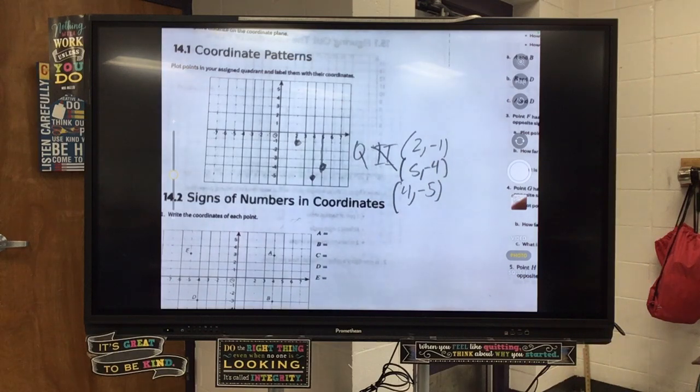Okay. In quadrant 4 would be (2, -1). How do we get there? We went right 2 and then down 1. Okay. And then for the next one, it's to the right 5 and then down 4. Okay. Third one is right 4 and then down 5. Okay. What do you notice about their numbers and their ordered pairs? What do you know about the x coordinates and the y coordinates? X coordinates positive, y coordinates negative. Right. All the x coordinates are positive. All the y coordinates are negative. All right. Thank you, Abby.